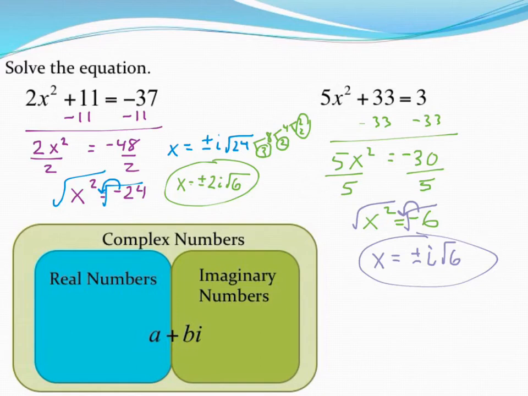And there you go. My answer was x equals plus or minus i square root of 6. I had an imaginary solution because I had a negative number that I was taking a square root of. I couldn't do anything with the square root of 6. There's no way to simplify that, so I left it the way it was.